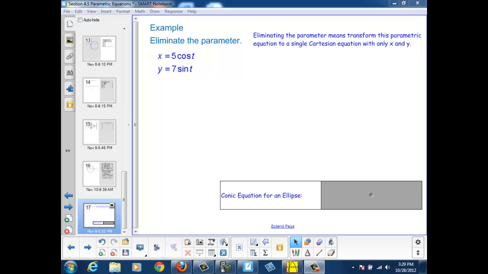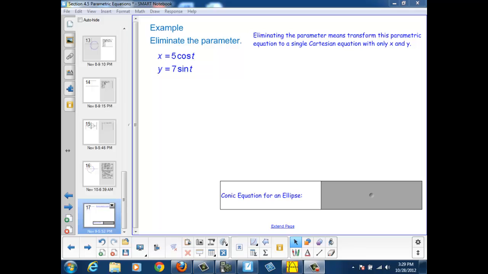Well, now we know how to graph an ellipse or come up with the parametric equation for an ellipse. But how can we be sure that what we're drawing is a true ellipse? Well, we're going to use a process called eliminating the parameter. And what that means is transforming a parametric equation to a single Cartesian equation with only x and y. There are various methods to do this. The one we're going to take will involve some Pythagorean identities.